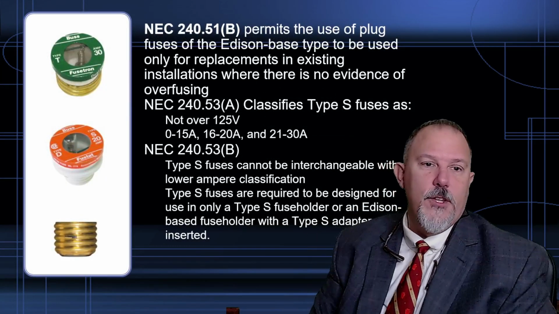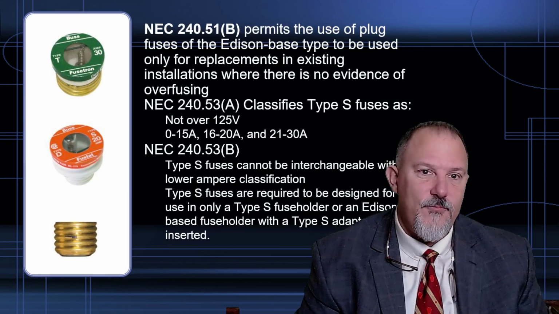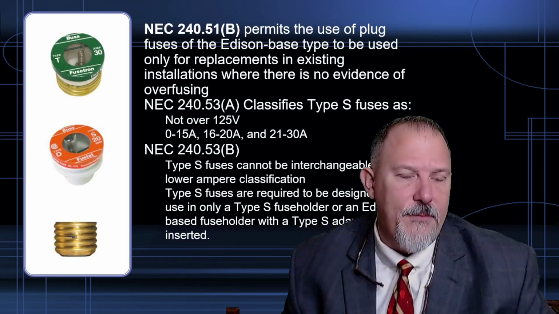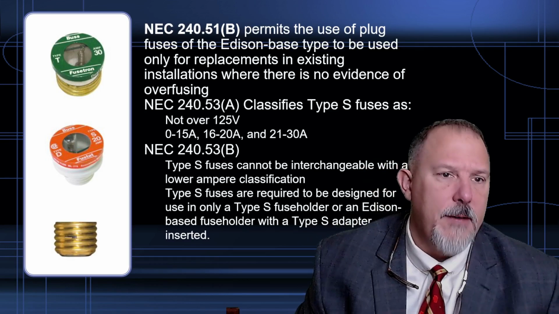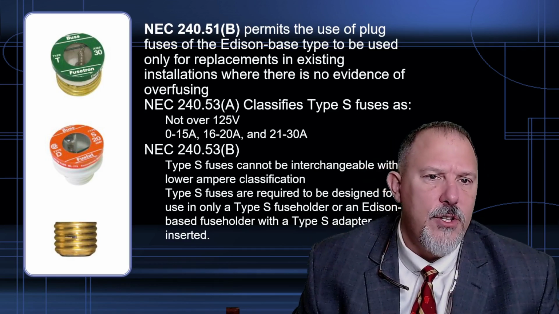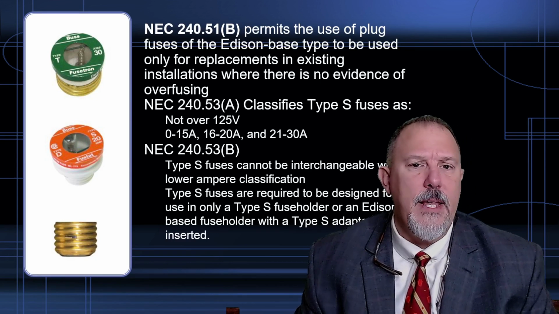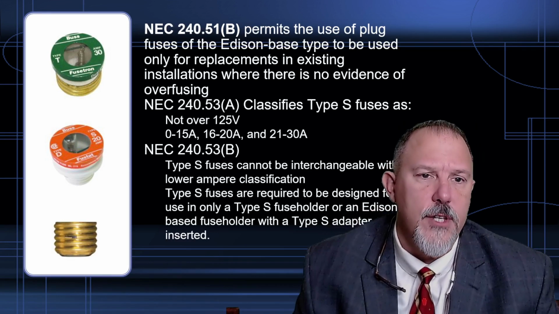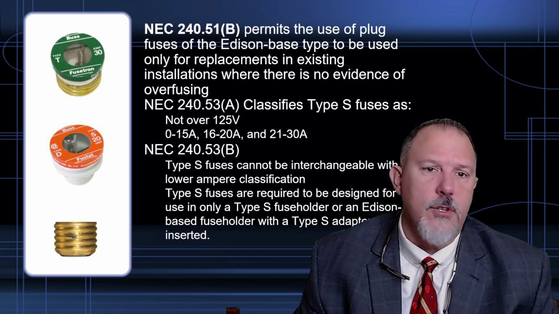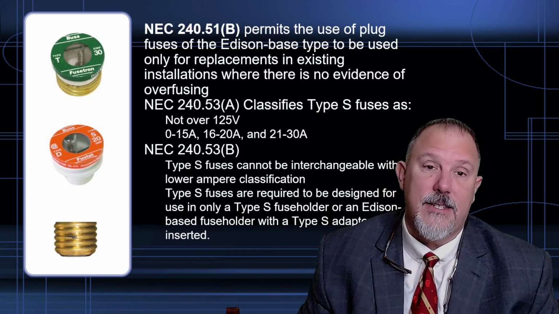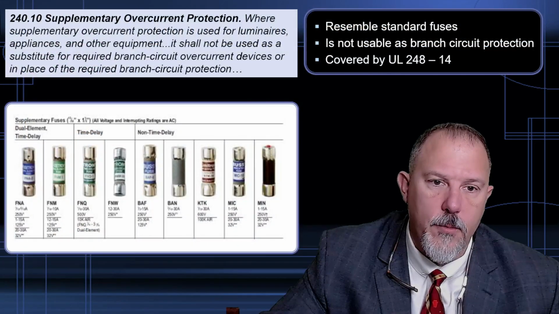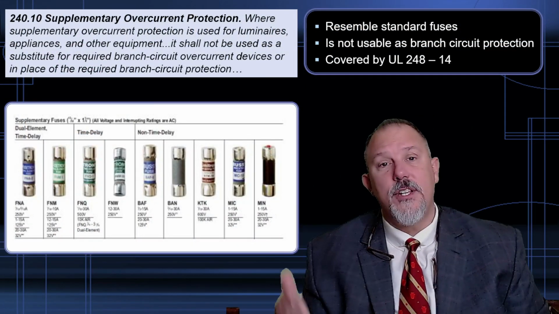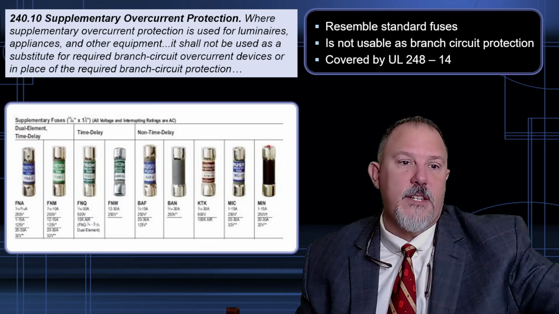You know these Edison fuses, Edison-based type fuses. They still sell these for some appliances. And again, NEC 240.51(B) permits the use of plug fuses of the Edison-based type to be used only for replacements in existing installations. So, still permitted for replacements.